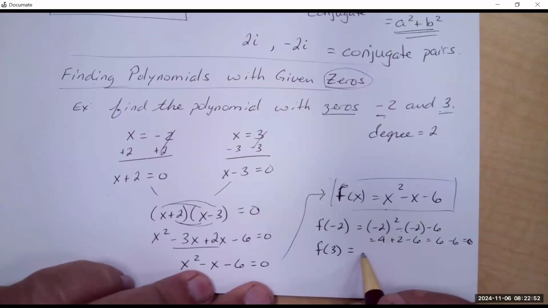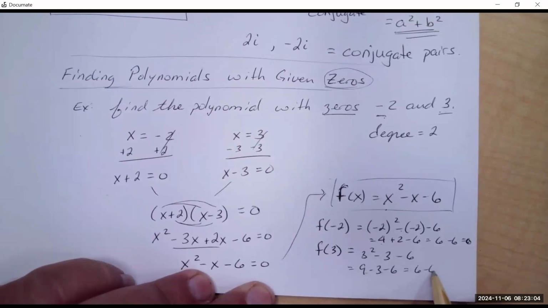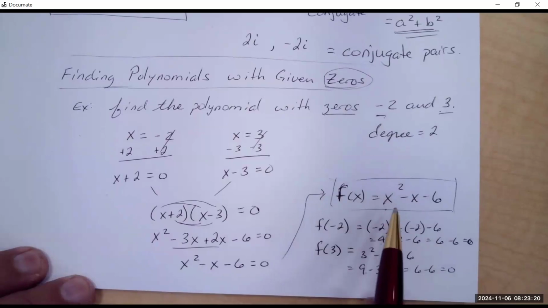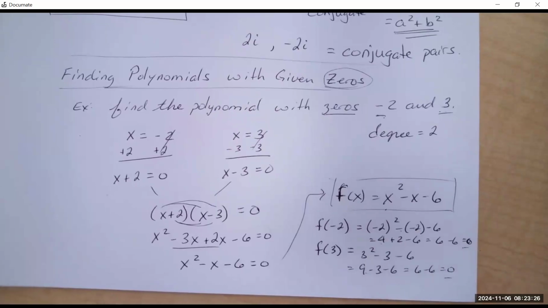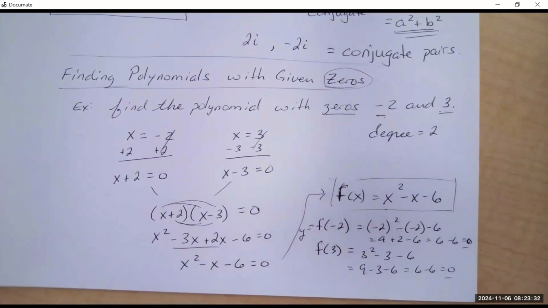Same with 3. 3 squared minus 3 minus 6. 3 squared is 9. 9 minus 3 is 6. 6 minus 6 is 0. So since these are zeros, if this is my correct polynomial, if I plug them in there, they have to equal 0. Just remember, this equals y. They're x-intercepts.